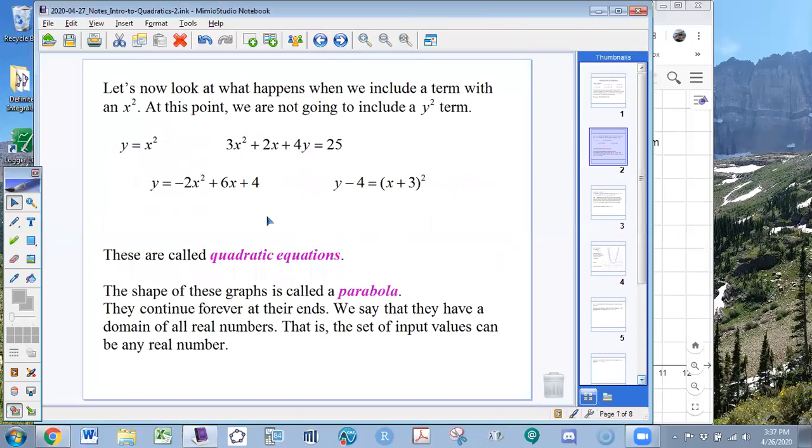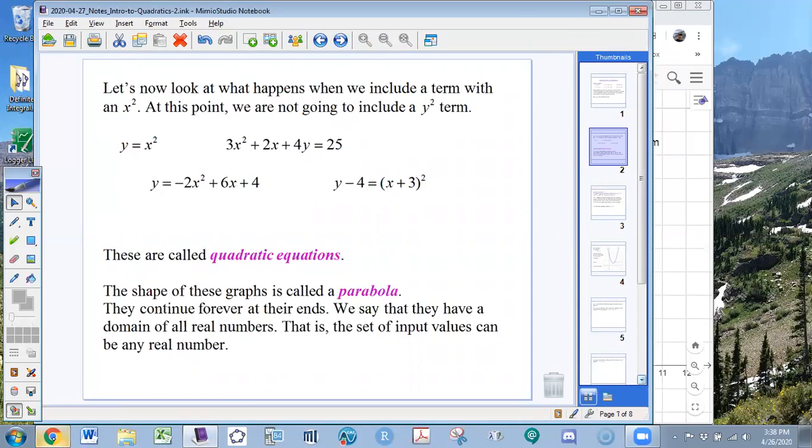But what would happen if we were to throw in an x squared? So what if we had a term that had an x squared in it, not a y squared? That's for later in mathematics. But if we have an x squared in there, how does that change things up? Well, these are called quadratic equations. And so let's go look at them on a graph. Let's see what those look like.